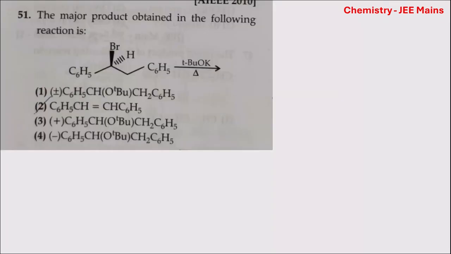The major product obtained in the following reaction is, now this is a strong base, so there will be an elimination reaction. Bromine will leave as bromide ion and hydrogen will leave as H plus ion, and the compound formed is an alkene. So option 2 is the correct option.